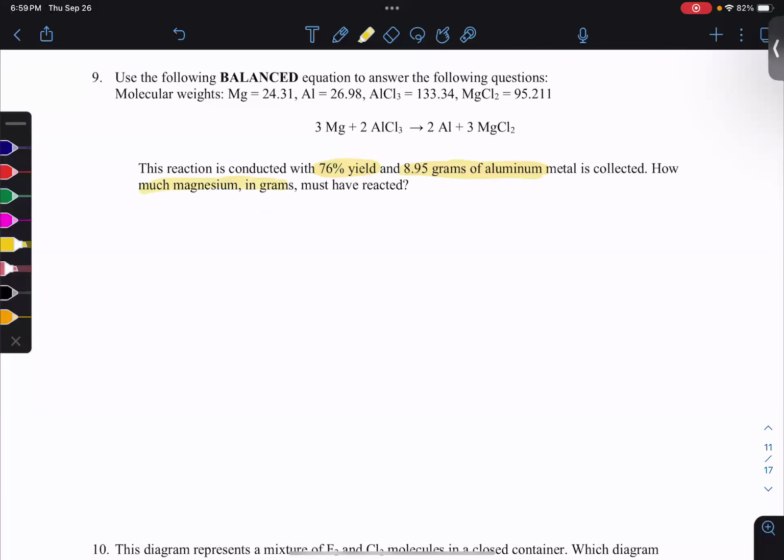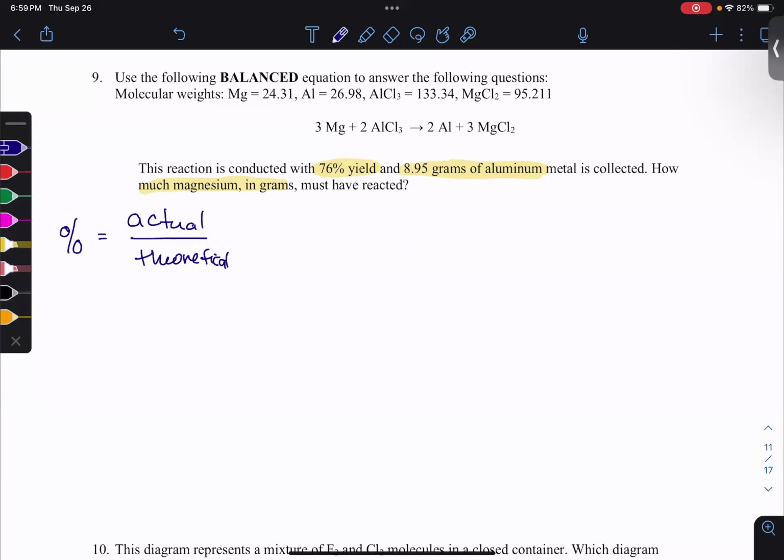How much magnesium reacted? So let's remember percent yield. Percent yield is actual over your theoretical. So everything we did in those previous couple questions, those were always theoretical yields. It always came from stoichiometry, from the BCA table. Your actual yield is what you actually collect in lab, okay?